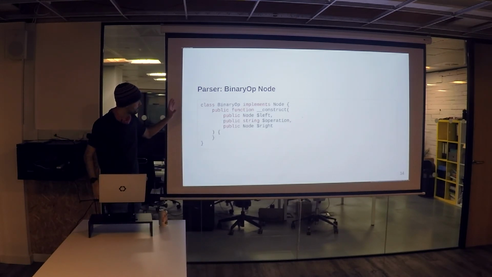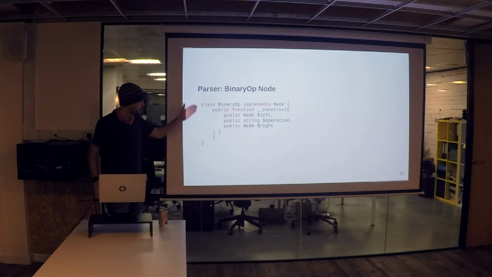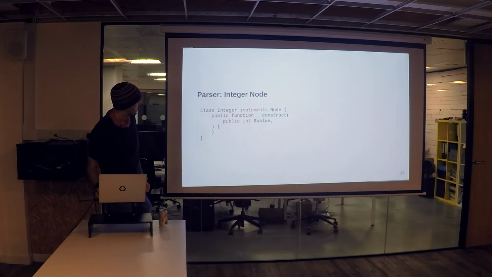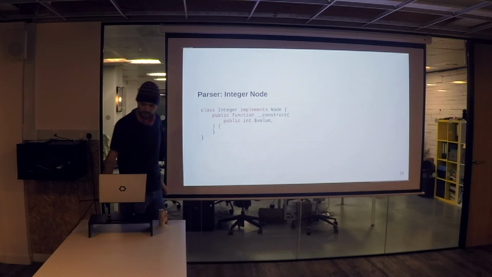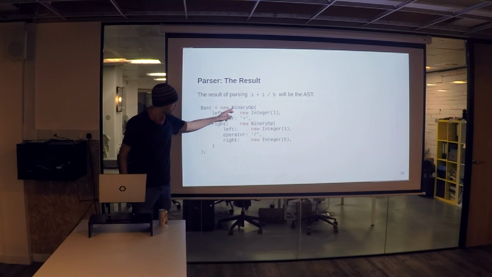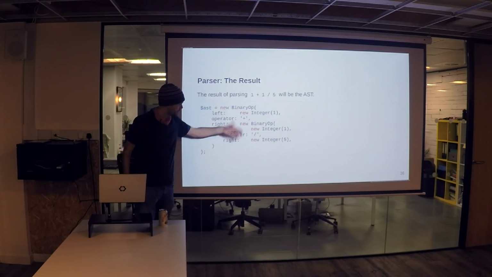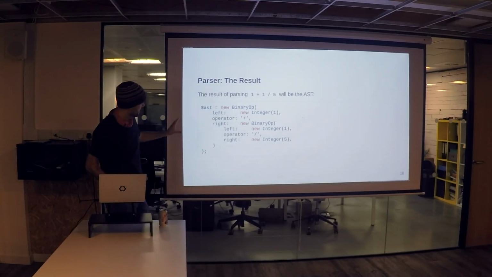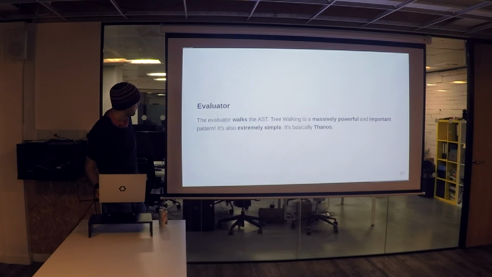So the binary operation is that simple. That's a node. Just 3 properties. The integer node's even more simple, just the value. And then this is the AST essentially. So this is the result of the parser, i.e. a binary operation, 1, and yeah, you see that's the AST. Then we have the evaluator.